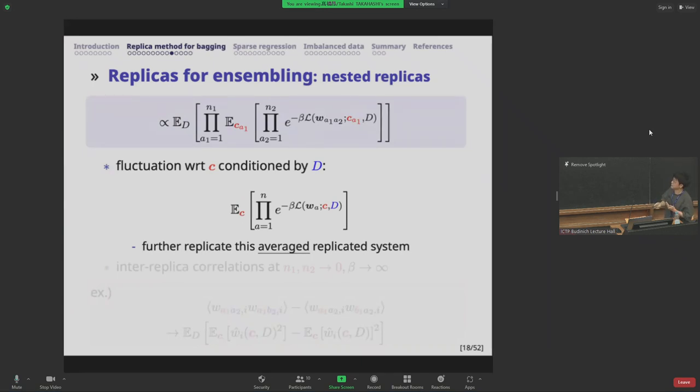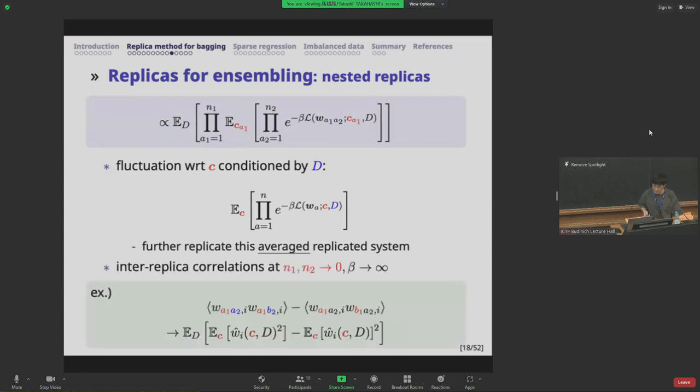But we need to finally obtain the fluctuation over D of the averaged estimators. To obtain such D fluctuation, we should further replicate this averaged replicate system, which yields this nested replicate system. Actually, we can extract some bootstrap fluctuations from the inter-replica correlations of this nested replicate system.